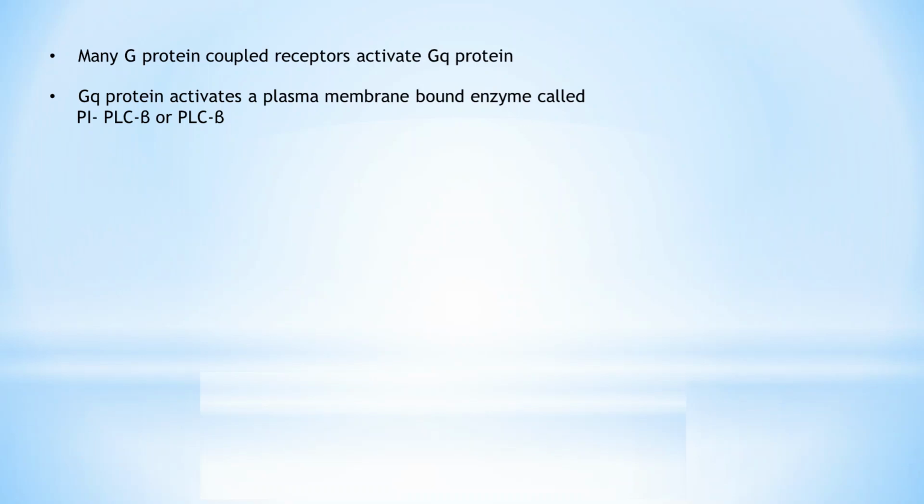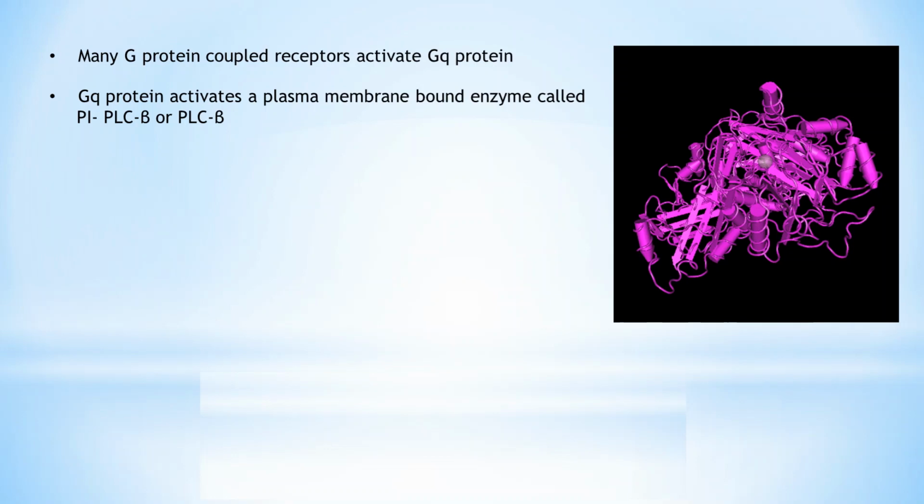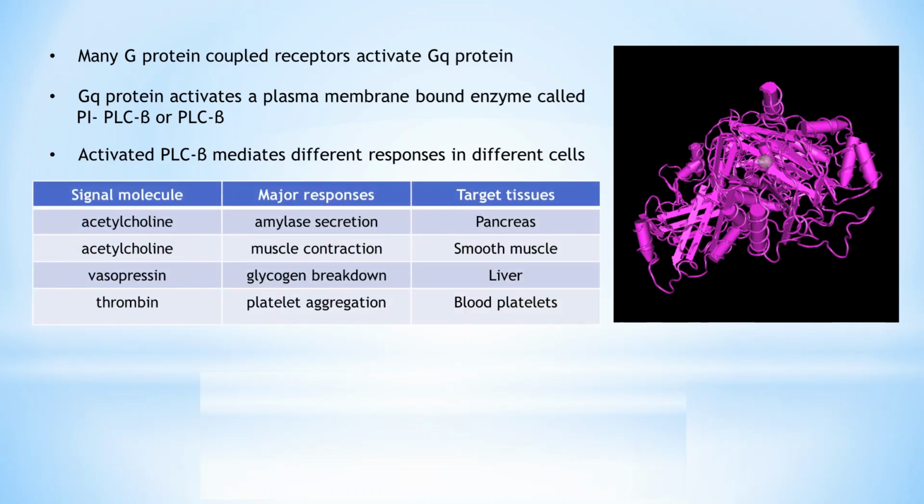This is the crystal structure of the enzyme. Activation of this enzyme mediates different responses in different type of cells. Here is a list of responses mediated by the activation of PLC-beta.